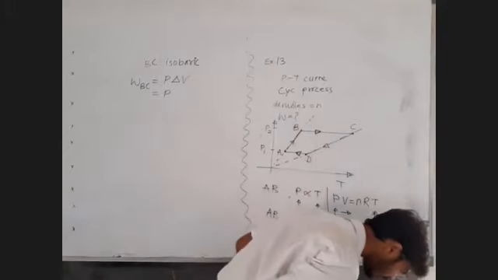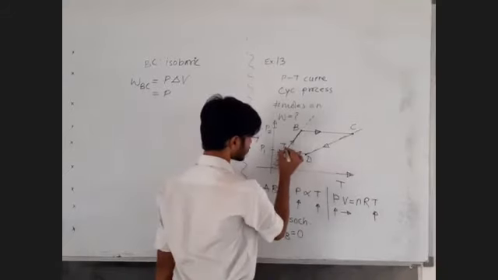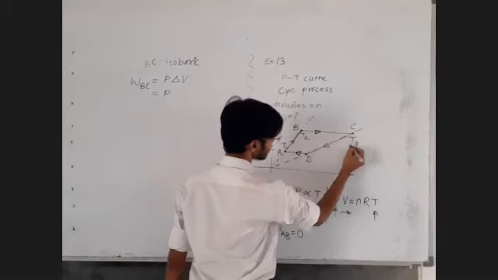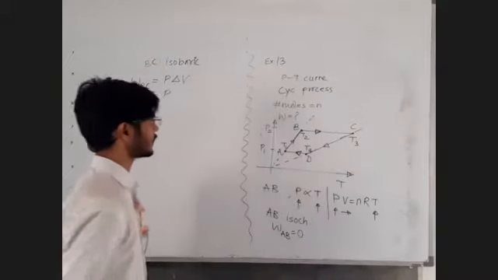Temperature data T1, T2, T3, T4. At point A, temperature T1. At point B, temperature T2. At point C, temperature T3. At point D, temperature T4. Data is given.